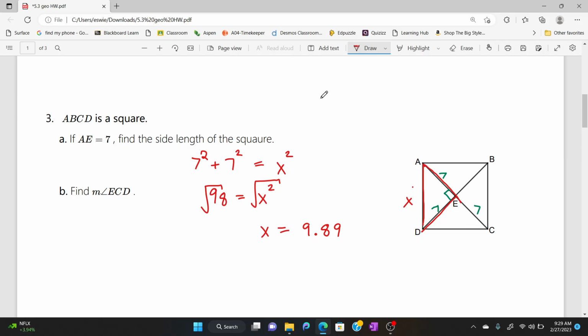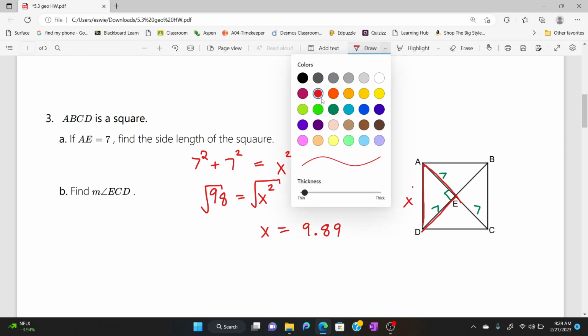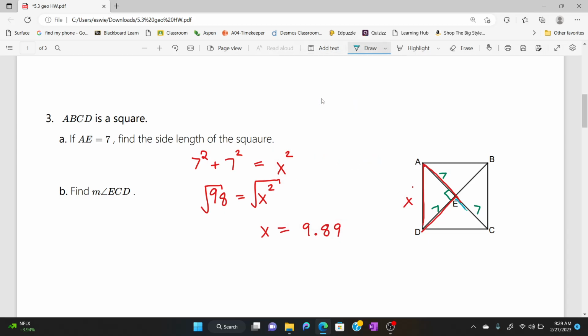Now it also says to find the measure of angle ECD, which would be this angle here. It's basically a portion of the corner of a square. The corner of a square is 90 degrees. The diagonals cut it in half because it's a rhombus. So half of 90 degrees is 45.